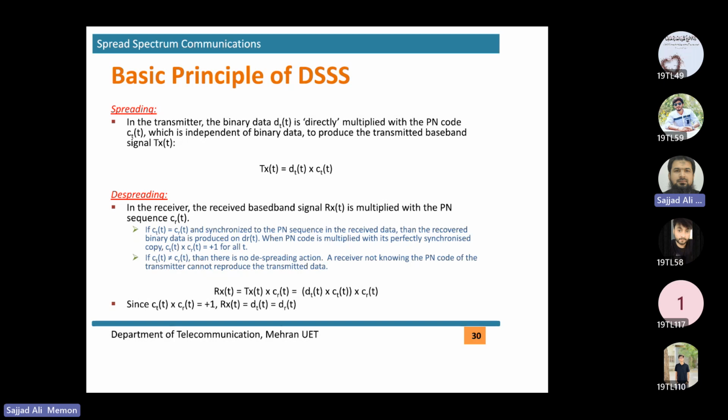So the basic principle of DSSS is spreading. In the transmitter, the binary data is directly multiplied with the PN code c(t), which is independent of the binary data, to produce the transmitted baseband signal. Despreading in the receiver: the received signal r(t) is multiplied with the same sequence c(t). So the two sequences are the same. When we do that, we receive our data as shown in the equations.